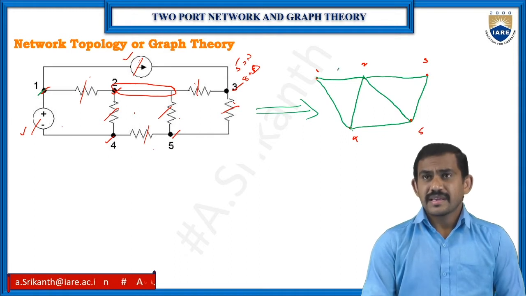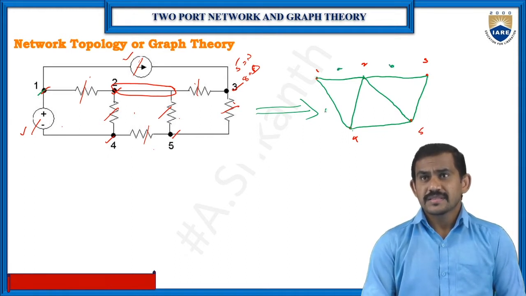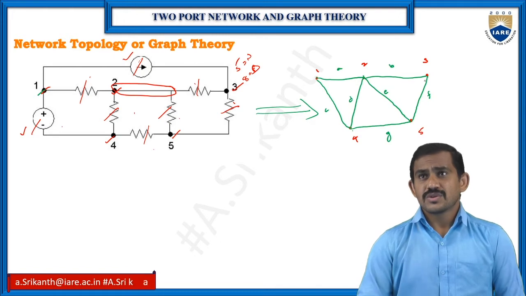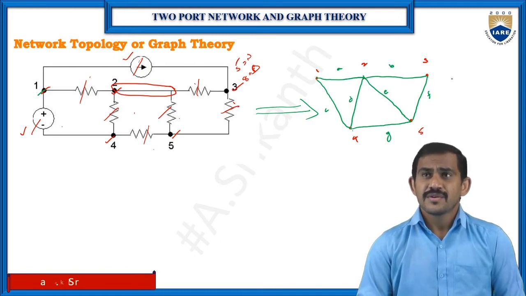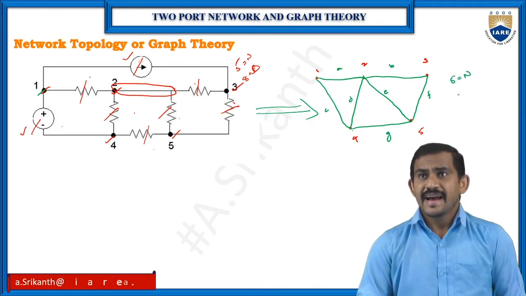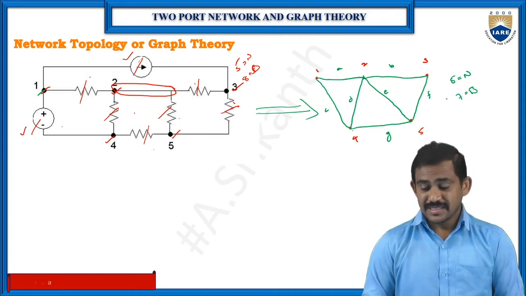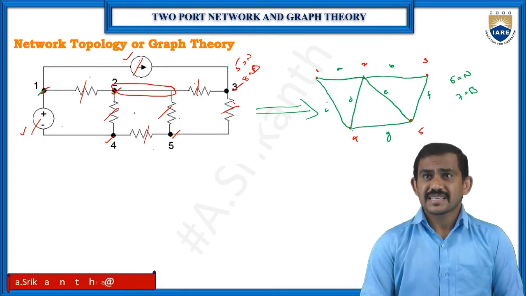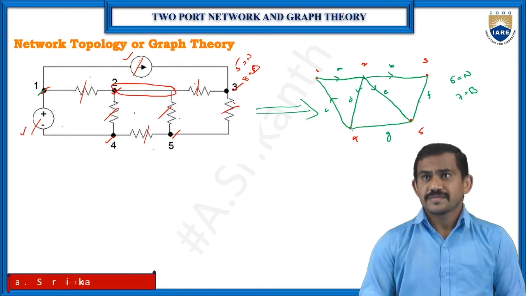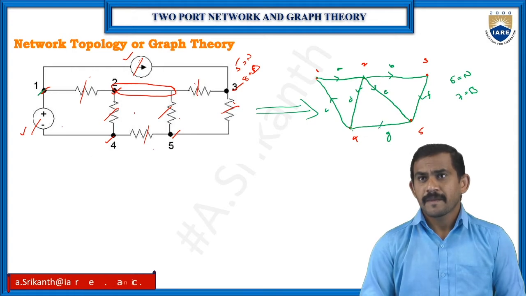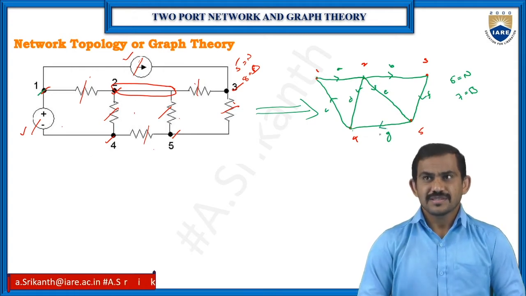Name the branches A, B, C, D, E, F, G. So how many nodes do we have? For this graph we have 5 nodes and 7 branches. Now give the direction, any direction. I want to follow the source direction, so I have given the source direction here, and some directions on the other branches.